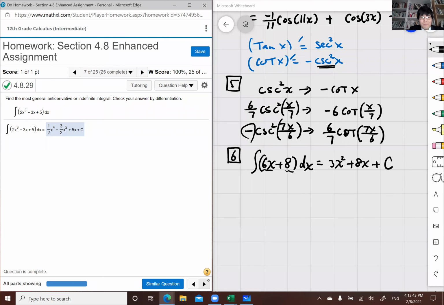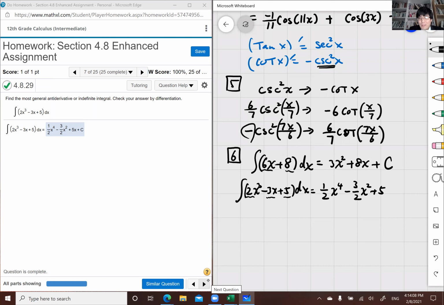Okay, next one. 2x cubed minus 3x plus 5. So I just integrate each term using the power rule. So first one is going to be x to the fourth. That gives you 4 in front, so I had to divide it by 4 to get 1/2. Next one is going to be x squared, but 2 came down, so I had to divide it by 2 to make it this. And you have 5x. And don't forget about c.